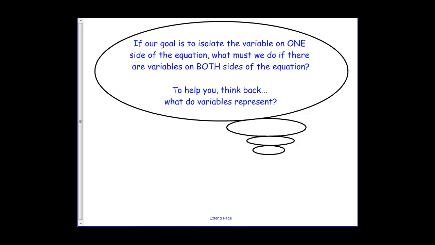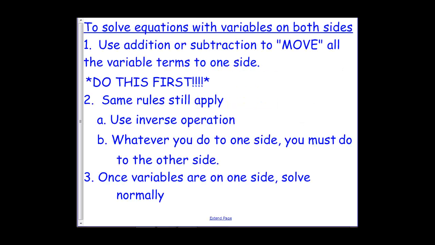And so if our goal is to get the variable by itself on one side of the equation, obviously what we need to do if we have variables on both sides is to get them on one side. And so what we need to remember is variables stand for unknown numbers, and so the rules that apply to numbers when we're solving equations also apply to variables. If I want to get rid of a variable, I can either add or subtract to move that variable term. If it's a positive variable term, I'll subtract it. If it's a negative variable term, I'll add it.